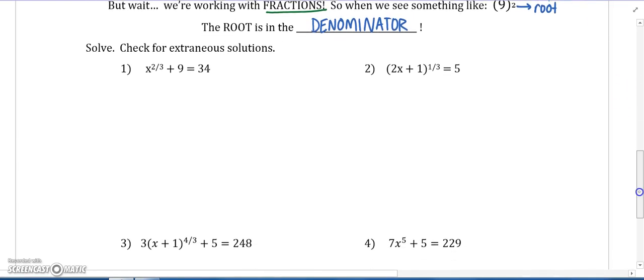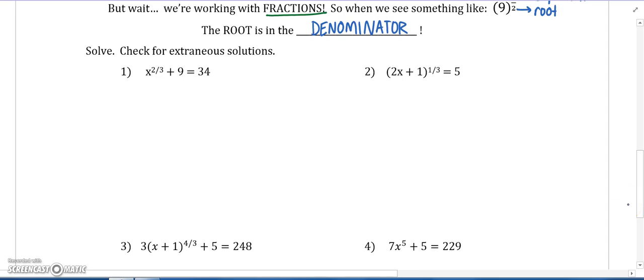So let's try number 1. Alright, number 1 says solve, check for extraneous solutions. x to the 2/3 plus 9 equals 34. So remember, anytime we're solving any kind of equation, we always do reverse PEMDAS. So maybe make a note of that so you remember what order to go in. Alright, that means we get rid of addition and subtraction first, and then we get rid of multiplication, division, then exponents, then parentheses. So we're going in reverse PEMDAS order. So for number 1, I see this plus 9, and I know that that's the first thing that's got to go. So I'm going to subtract 9 from both sides.